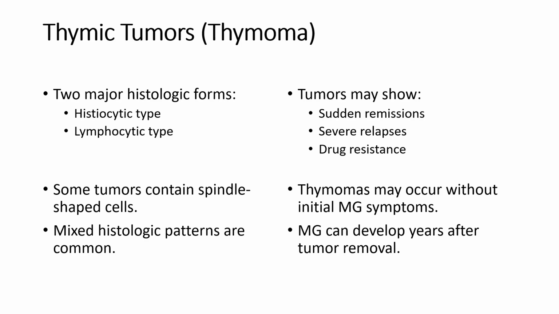Thymic tumors, that is thymoma. They have two major histological forms, histiocytic type and lymphocytic type. Some tumors contain spindle-shaped cells. Mixed histological patterns are also common. Thymic tumors may show sudden remission of symptoms, severe relapses, and drug resistance. Thymoma may occur without initial myasthenia gravis symptoms also. Myasthenia gravis can develop years after tumor removal also.